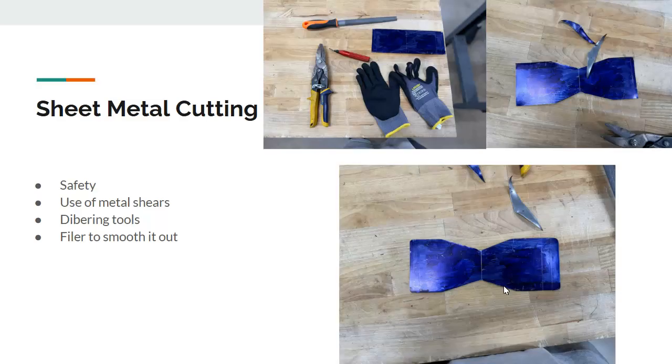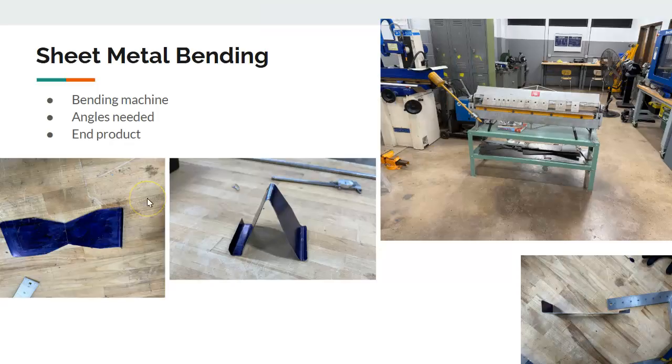After that, we rounded out the edges with the same shears, and we used the deburring tool to make every edge as smooth as possible. And then in the end, we used a filer to file everything down to make it even more smooth and ensure that we don't get cut anytime soon. Now we use the sheet metal bending tool you see right here.